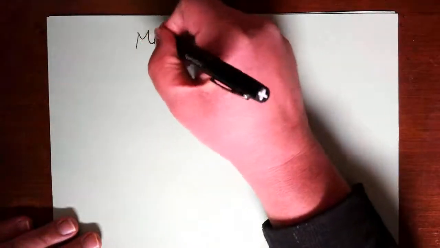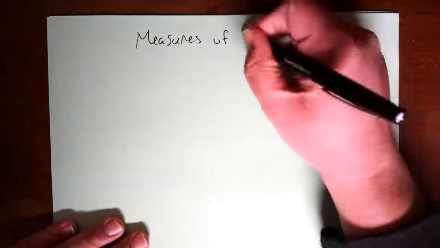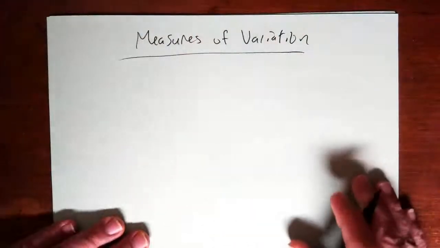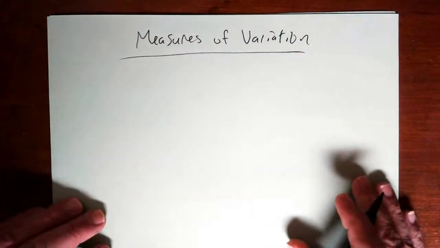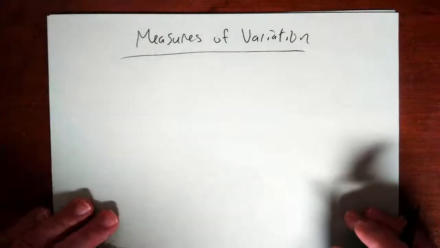We're now going to look at measures of variation. Okay, so these are numbers that are going to describe kind of how much the data varies, or maybe how spread out the data is.